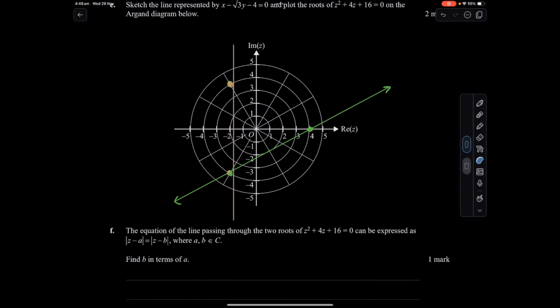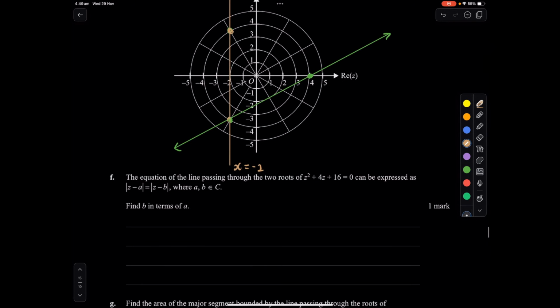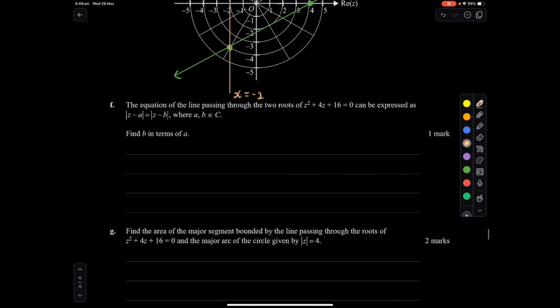So if I just move this. Yes, so it passes through negative 2, which is just x is equal to negative 2. So if it passes through, it's just x equals negative 2. And we want it so it can be expressed as this. All right. Okay, think of it in terms of, if you guys don't know, the perpendicular bisector can help us with this.